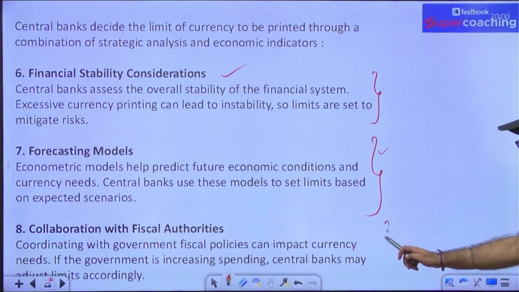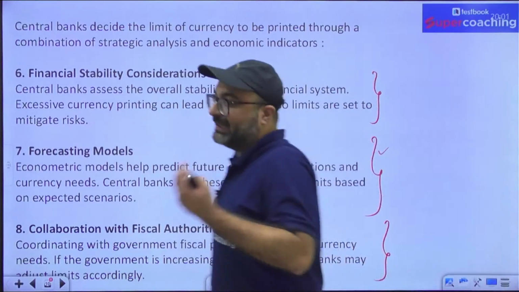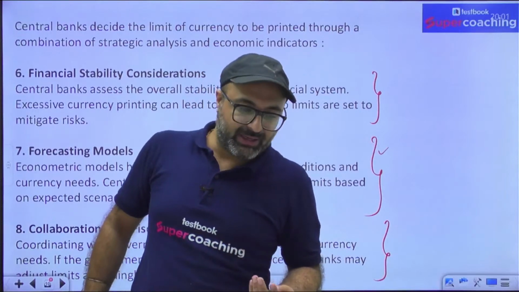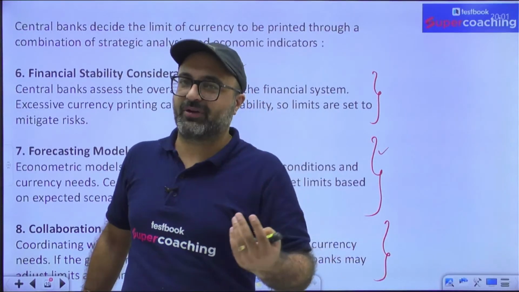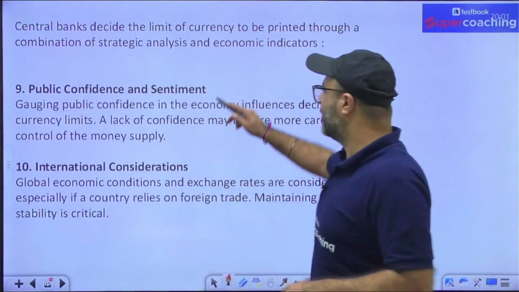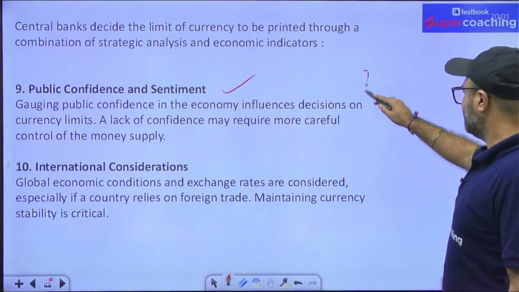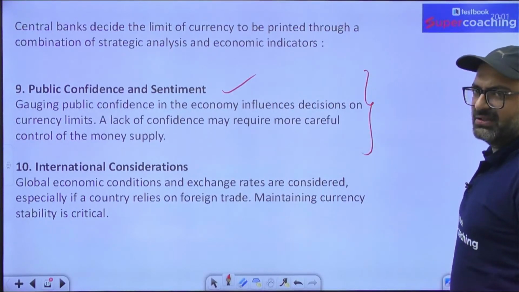Next, we have collaboration with financial authorities. This means coordinating with government fiscal policies, which can impact currency needs. If the government is increasing its spending, then the central bank has to increase its currency printing, only then can the government's requirements be fulfilled. Is it clear?